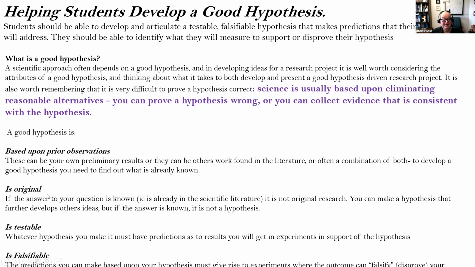And then we talk about how a hypothesis is based upon prior observations. It may be observations already in the literature, it may be prior observations in the lab or whatever, but there's some sort of building off of prior observations. It has to be original. If you already know the answer to the question, it's not really doing science. And then more importantly, it has to be testable. That's why we have a strong emphasis on linking hypothesis to predictions. And that, of course, leads to it being falsifiable.